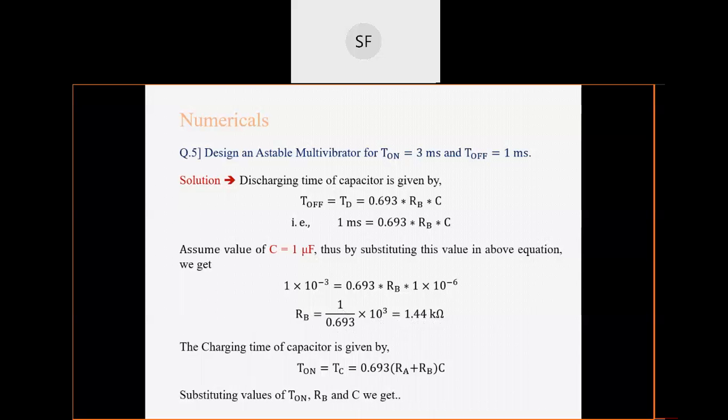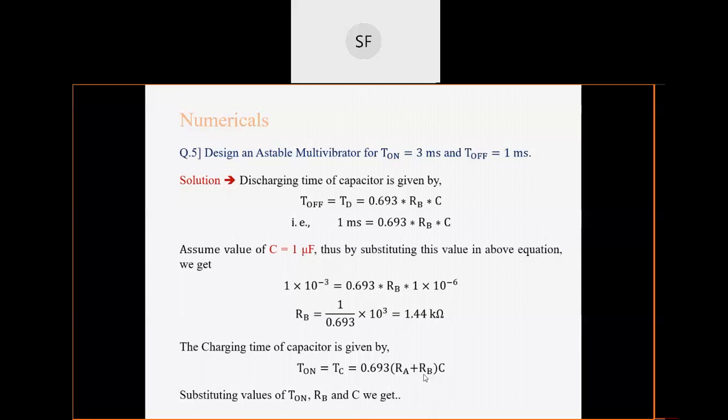Alright, so in this way I got the value for RB. Now once I got the value for RB, and I have already assumed the value of capacitor equal to 1 microfarad, now I can go for the charging time expression. So now charging time is nothing but on time. You can observe here this charging time is nothing but on time, and it is given by 0.693 into RA plus RB into C.